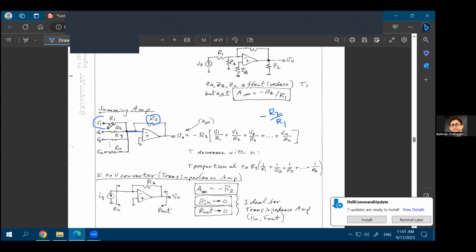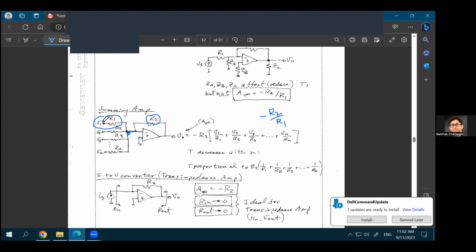Now, instead of connecting one voltage source and one resistance, you can connect multiple voltage sources and multiple resistances. So you connect V1 with R1, V2 with R2, V3 with R3, and Vn with Rn. What you are essentially doing is adding all the currents at this point, because the positive terminal is a virtual ground, so the negative terminal will also be a virtual ground. What will be the current flowing through R1? That will be V1 divided by R1. The current flowing through R2 will be V2 divided by R2, because the right-hand side of all the resistances is a virtual ground.